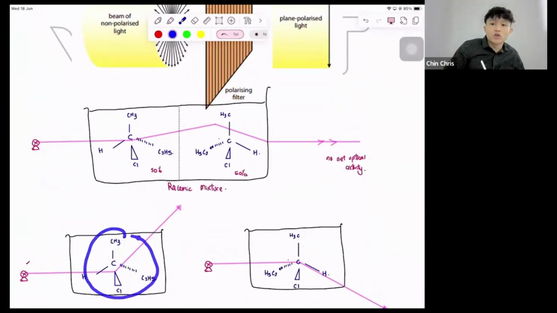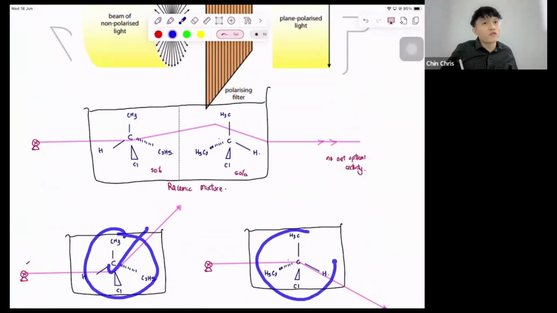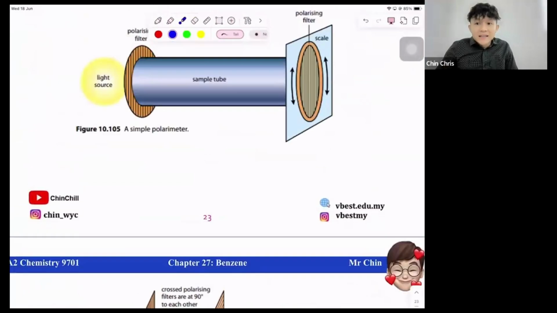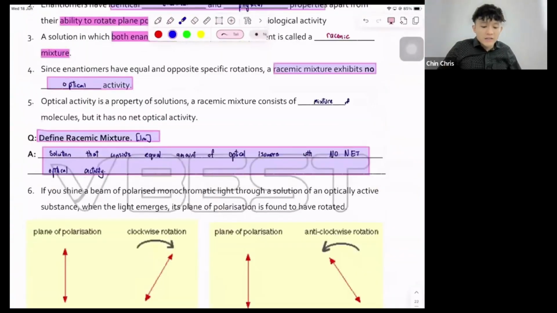Or when you apply this on your face, it's going to make your face look younger. But when you apply that on your face, you break out and get pimples. That we call different biological activity. So again, enantiomers have different biological activity.